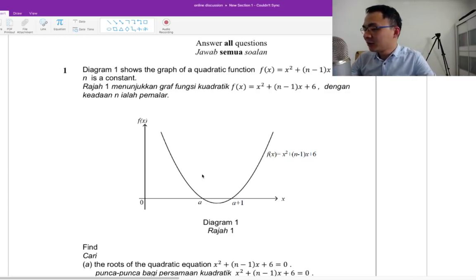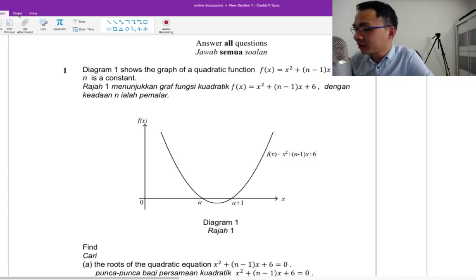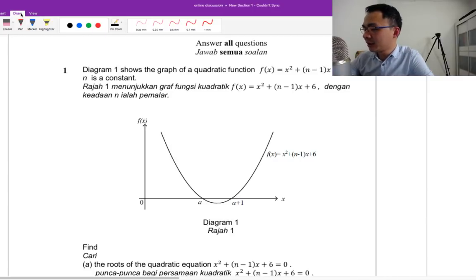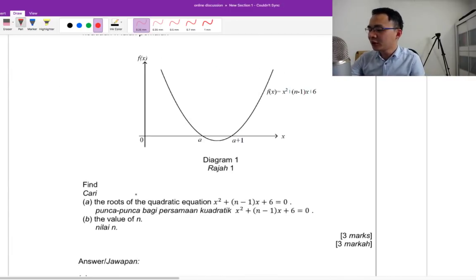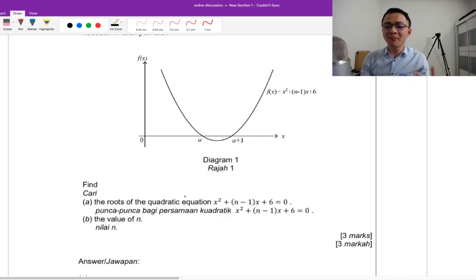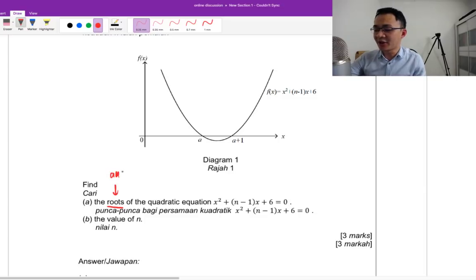Okay, in diagram 1 we show the graph of a quadratic function. This question is a little bit unusual. The question tells you the roots of the quadratic equation and asks you to find the roots. I have said many times what a root is. Root basically is the answer of x. So the question is trying to ask you to find the answer of x, which is where the curve touches the x-axis.